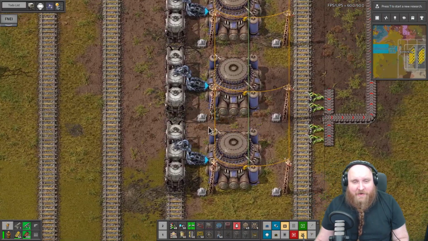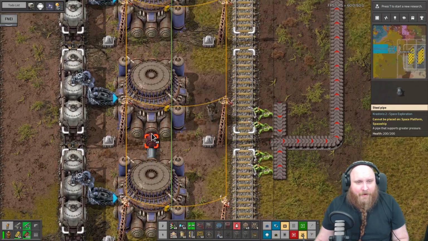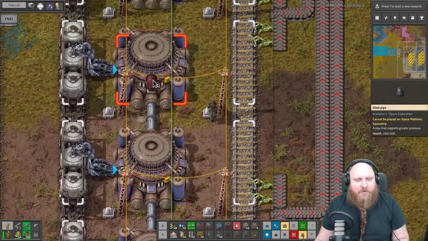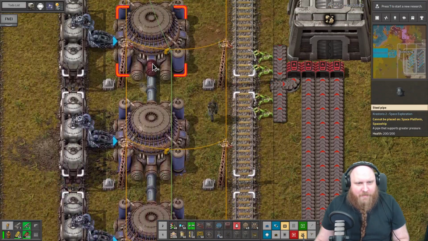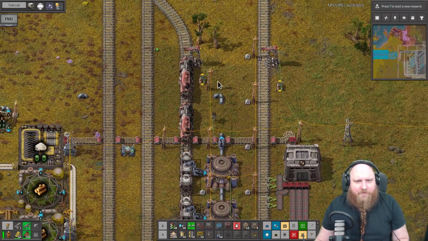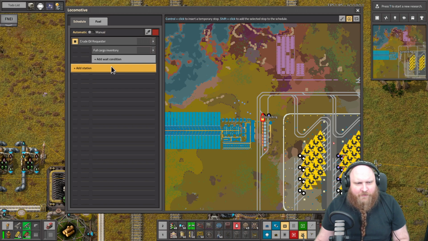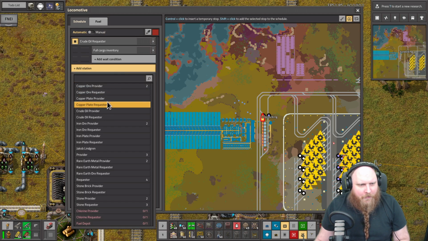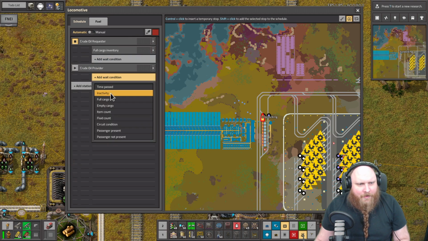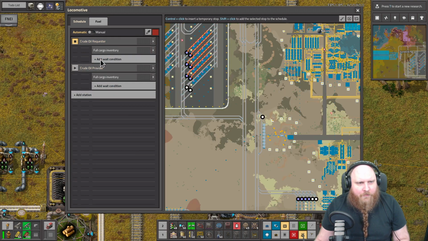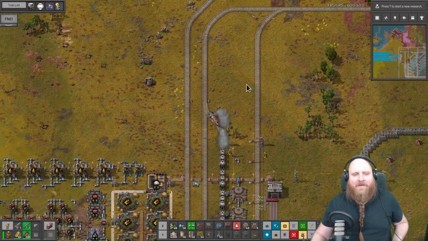I do see a thing that we need to do over here. That is a pipe in the middle, which I kind of forgot. We might also need to think about balancing over here, but for now, everything over here is fine. The only thing we need to do is send you over to the crude oil. That's 2 crude oil requesters. Wait a second. Crude oil provider. Full cargo, crude oil requester, empty cargo. There we go. Let's go for a ride.